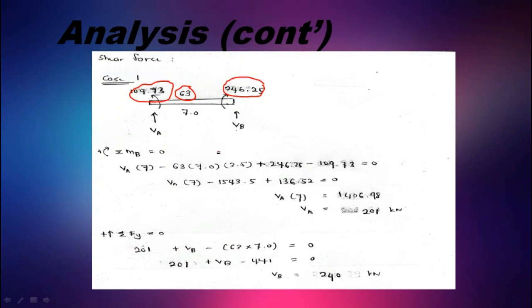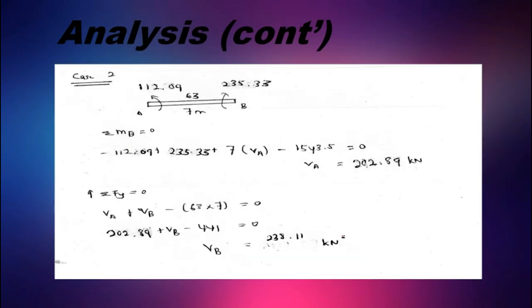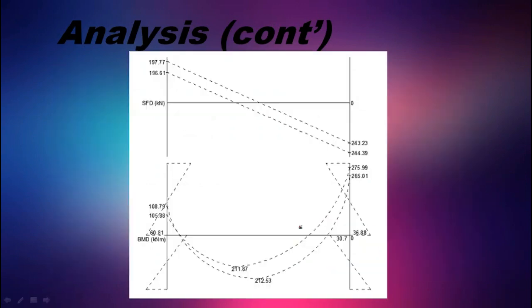Using this calculation, we will be able to identify the values of the reaction forces. Using this formula, we will be able to calculate the reaction force at A, which is 201 kilonewtons, and using the concept of equilibrium, we will be able to find the value of reaction force at B, which is 240 kilonewtons. And then we'll repeat the same step for case 2. So we will get the reaction force at A, which is 202.89 kilonewtons, and reaction force at B, which is 238.11.